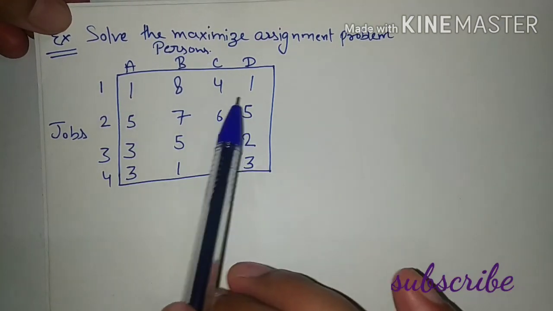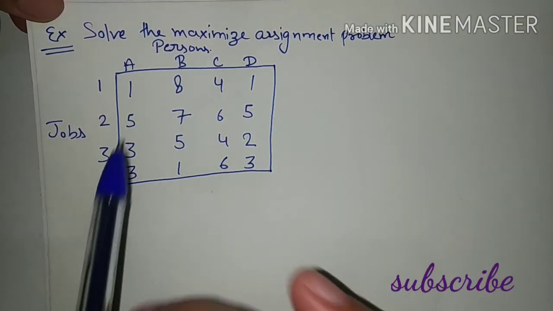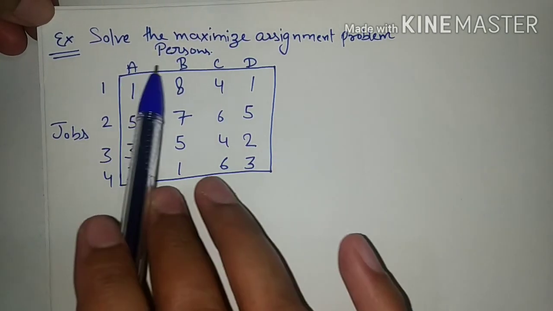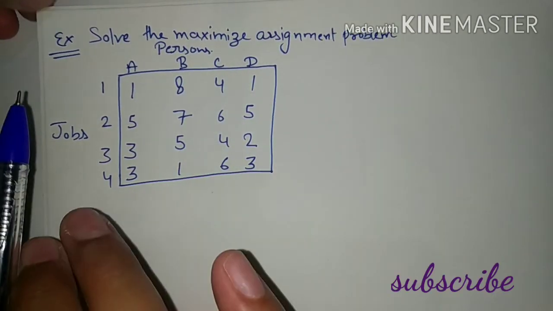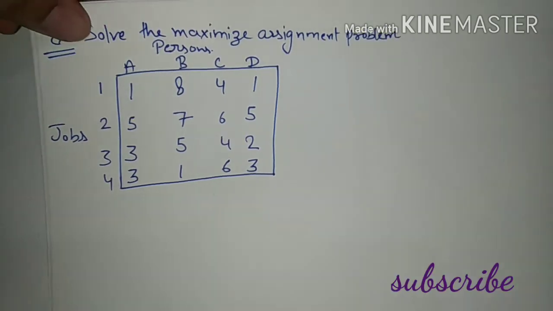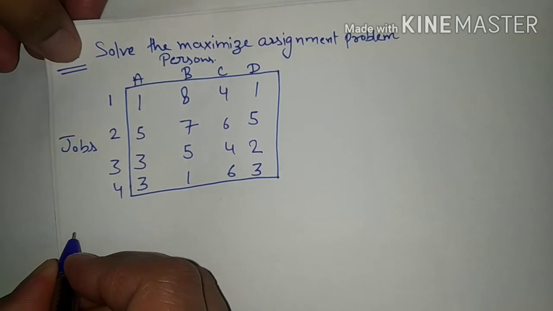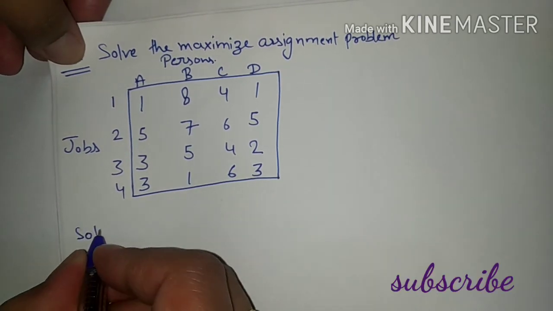This problem is balanced because it is a 4 by 4 matrix. Here 1, 2, 3 and 4 are jobs. A, B, C and D are persons. Now let's start the solution.